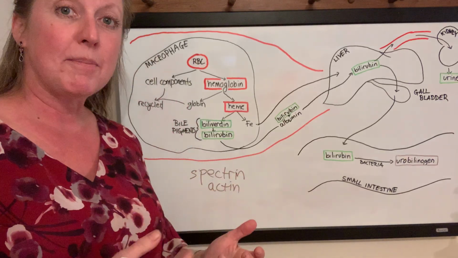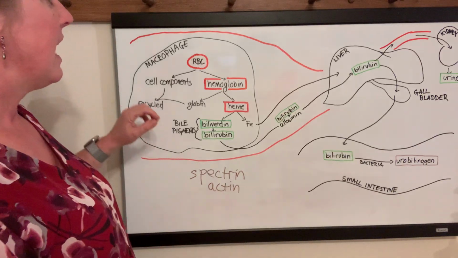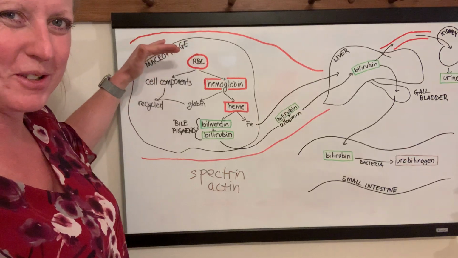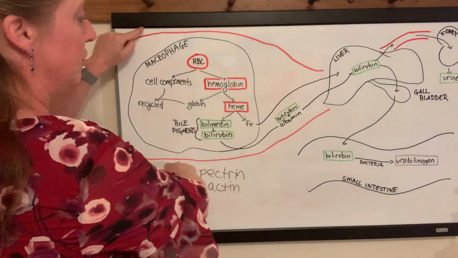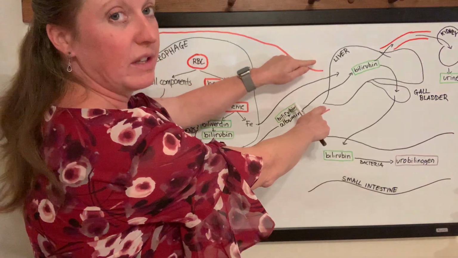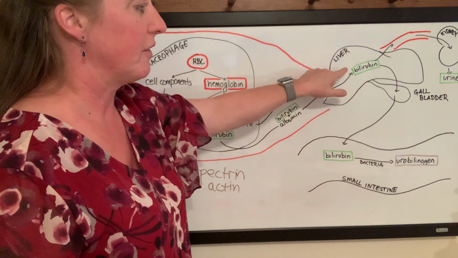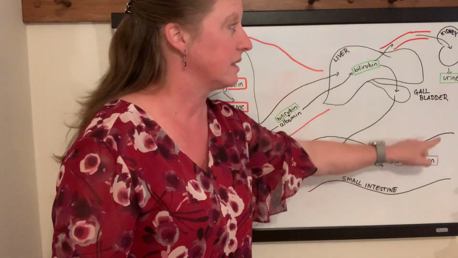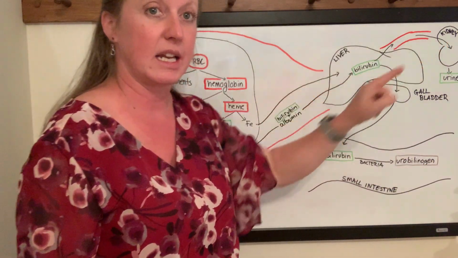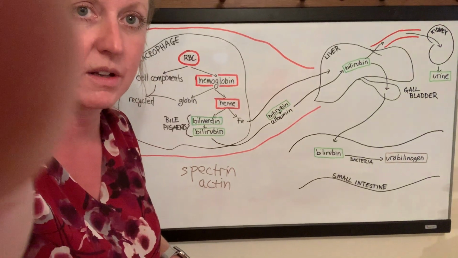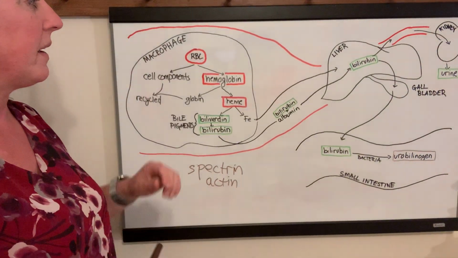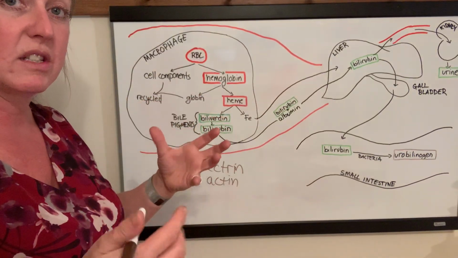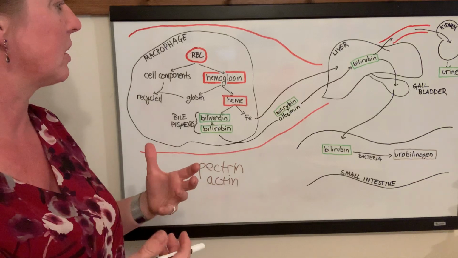Now, what happens when that red blood cell bursts? Let me describe what's on the board to you first. So these two red lines represent a blood vessel that's carrying blood to the liver, the gallbladder. Down here is the small intestine, and over here is the kidney, which I'm not sure if you can see. All right. So we're in the bloodstream now where that red blood cell has just burst and released all of the cell components and the hemoglobin.